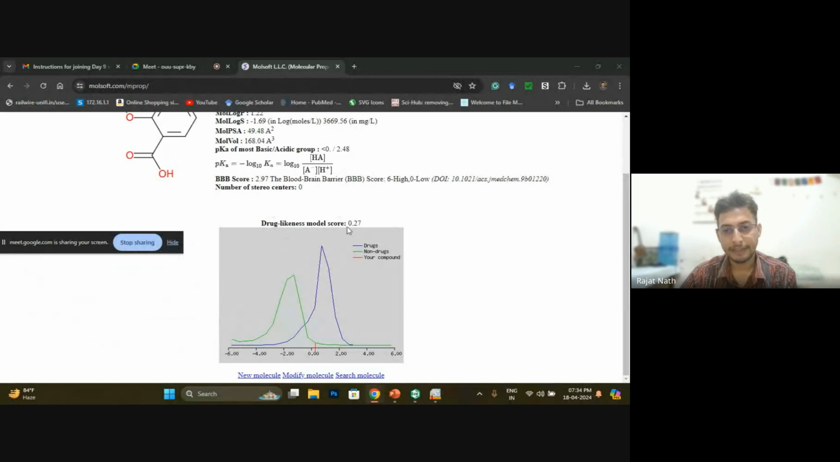So below, there is a score. The score is 0.27 and the score is known as the drug likeness model score. The score should be nearer to 1. The score 1 is the best drug-like properties and it should be nearer to 1. Now, why should it be nearer to 1?